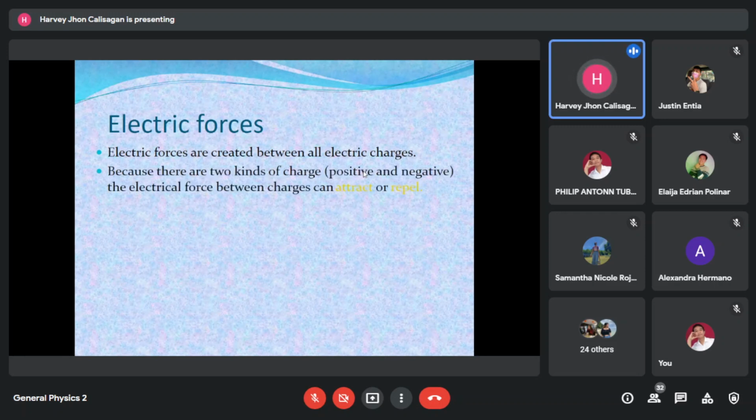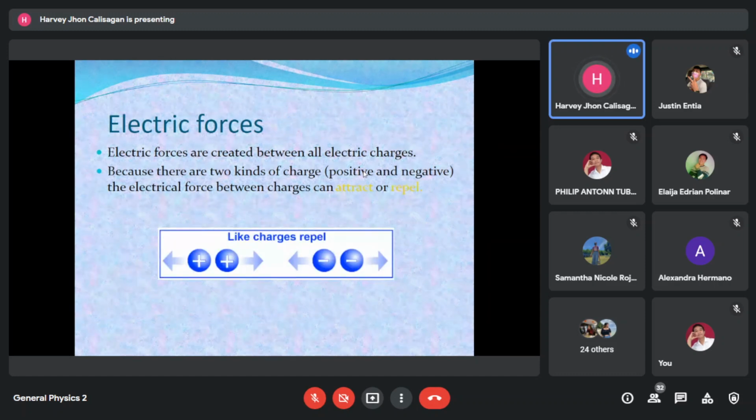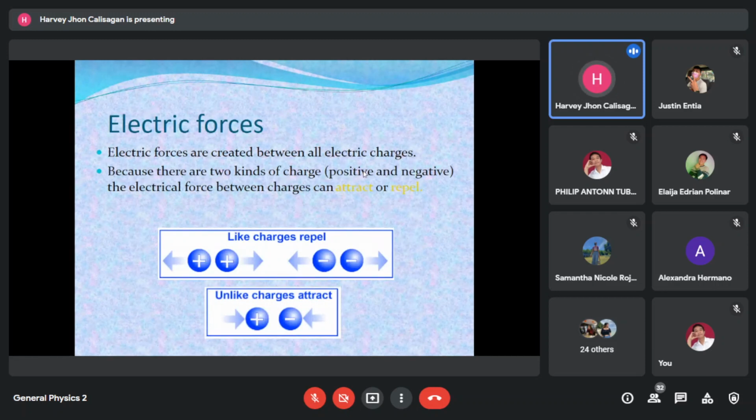So electric forces are created between all electric charges. By the name itself, electric, because there are two kinds of charges, the positive and negative, and those forces can either react in a repulsive or in an attractive manner. So it's the same thing when it comes to magnetic, either electromagnetic or magnetic. Those magnetic we call poles. Okay, we have poles. We have a negative pole and a positive pole. So this is how the reaction occurs when it comes to the forces.